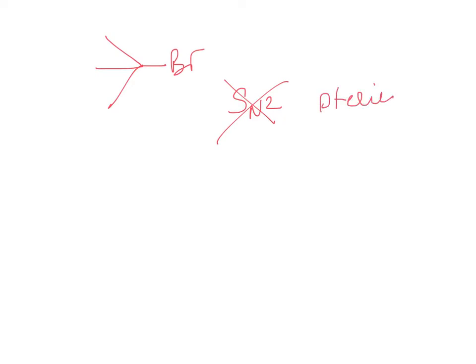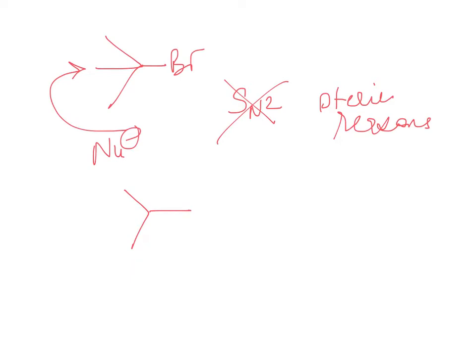Recall, we said in SN2 reactions that SN2 reactions go through only the primary. That means if you have a tertiary alkyl halide or an alcohol, as the case may be, let's say it's an alkyl halide, we said that SN2 is not going to take place because of steric reasons. Because the nucleophile essentially will not be able to see the point of attack.